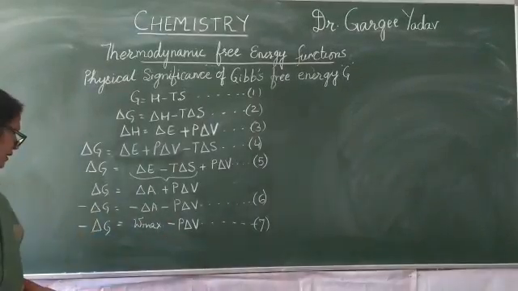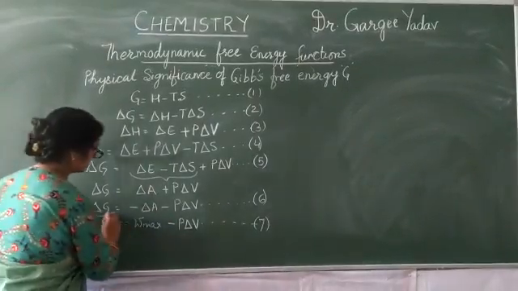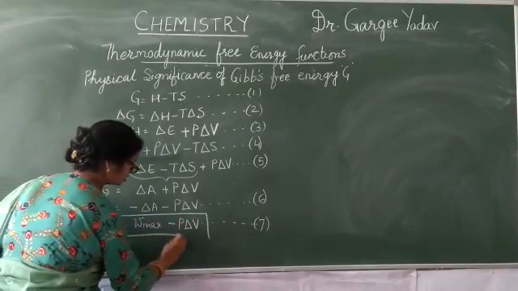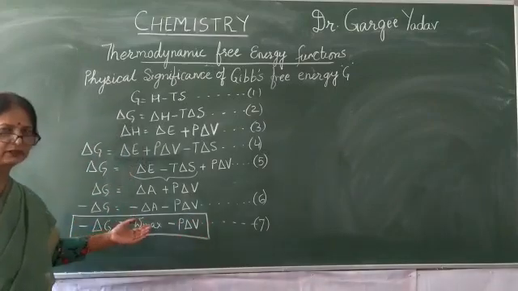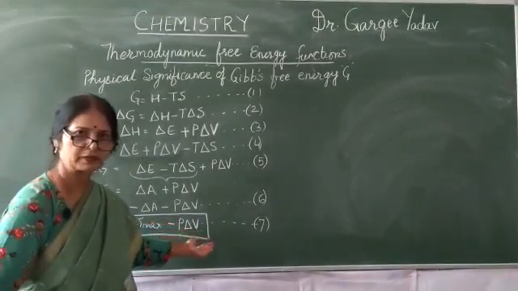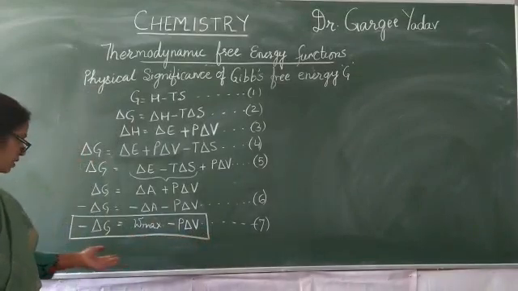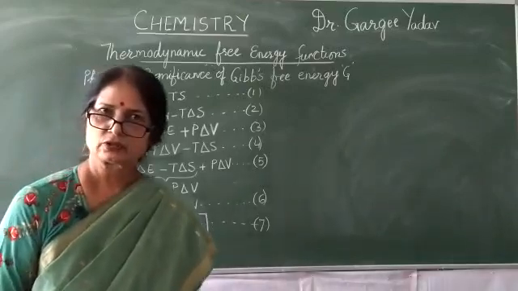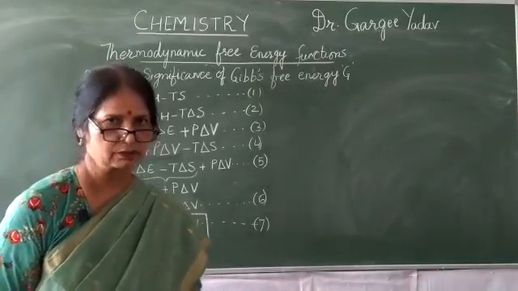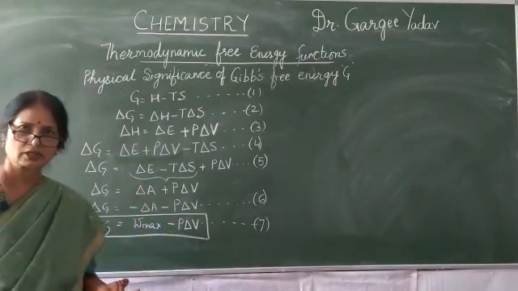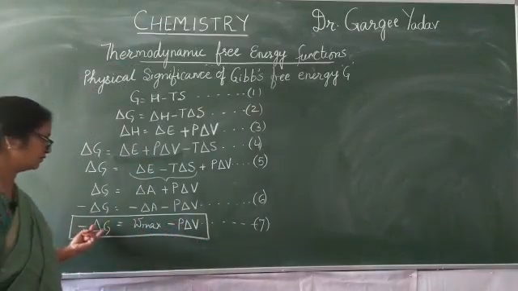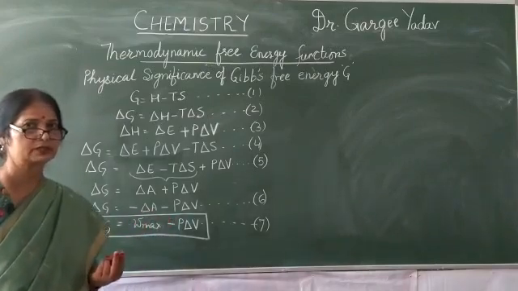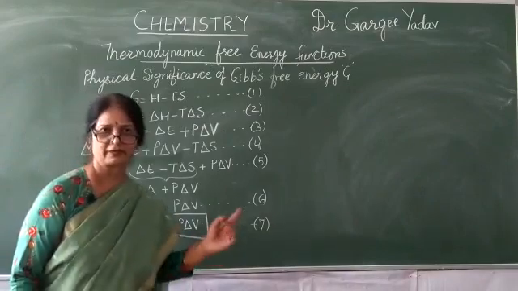So this we finally have as: the decrease in the free energy is equal to the difference of the maximum work that can be obtained and the work of expansion that is being done by the system. So this equation number 7 gives us the decrease in the free energy at constant temperature and constant pressure. The two conditions are constant temperature and constant pressure. So the decrease in free energy is given by the difference of the maximum work that can be obtained from the system and the work of expansion.